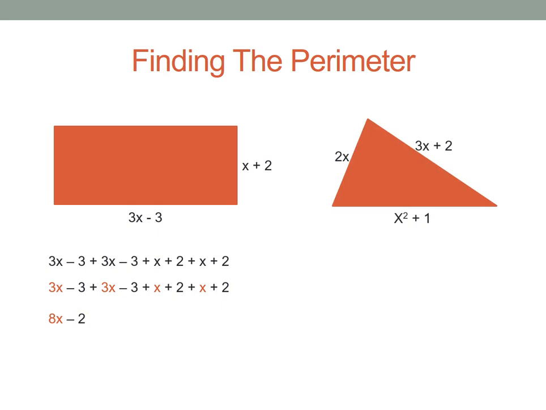I want you to do this one with the triangle, find the perimeter. So add up all of the outside lengths, and you'll get your perimeter. You're going to do that in Edpuzzle and then come on back.